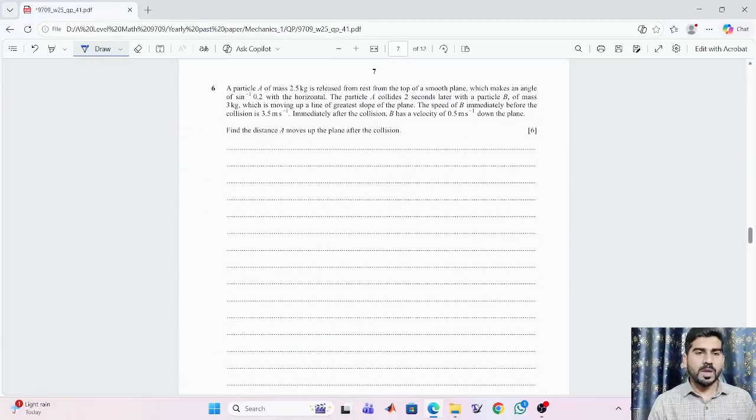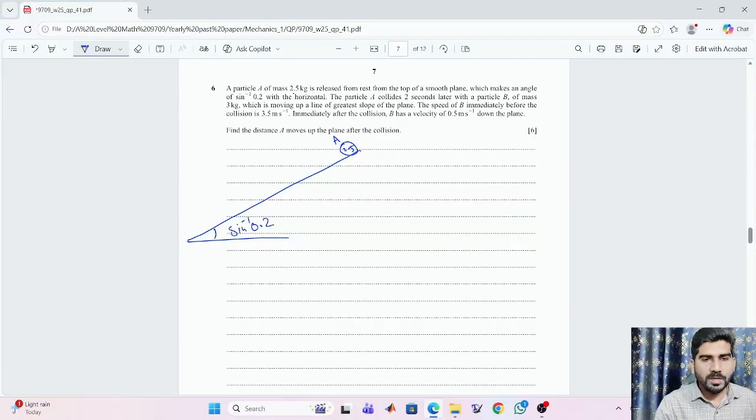Okay. Question number 6. A particle A of mass 2.5 kilogram is released from rest. So there are two particles on the smooth plane. At the top of the plane is particle A of mass 2.5, released from rest, and the plane makes an angle of sine inverse of 0.2 with the horizontal. Particle A collides 2 seconds later with particle B of mass 3 kilogram, which is moving upward with a velocity of 3.5 meters per second.